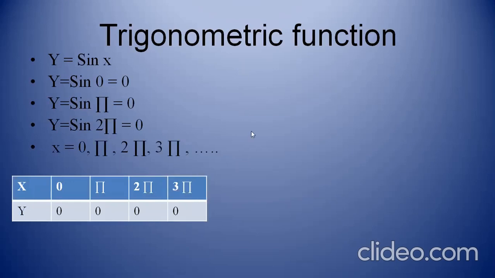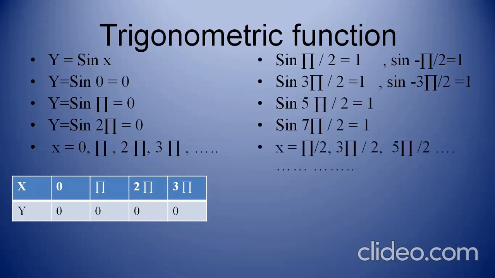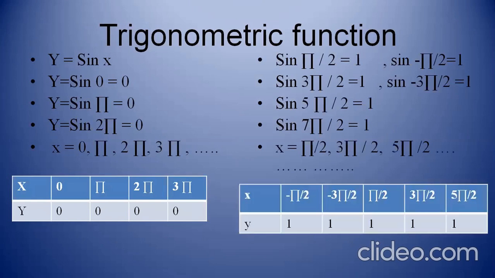Similarly, if we take x as pi by 2, sin pi by 2 is 1. Sin minus pi by 2 is also 1 in this description, sin 3 pi by 2 is 1, sin minus 3 pi by 2 is also 1, sin 5 pi by 2 is 1, and sin 7 pi by 2 is also 1, and so on. So we can easily locate that at different values of x, pi by 2, 3 pi by 2, 5 pi by 2, the value of y is 1.